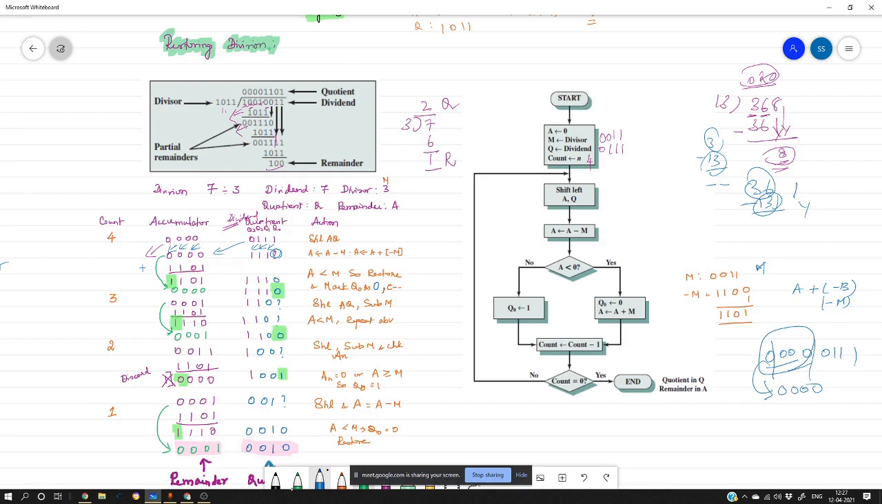If A is less than M, what is A? It is 1101, that is a negative value. If A is negative, that is what has been checked here. Subtract and check whether A is negative. If A is negative, then you restore the value and move 0 into Q. To restore, they simply added M back to A, since they had subtracted M from A. So that actually restores the value in A. I hope this is clear.